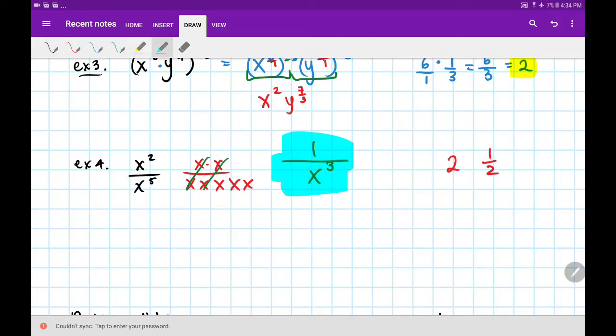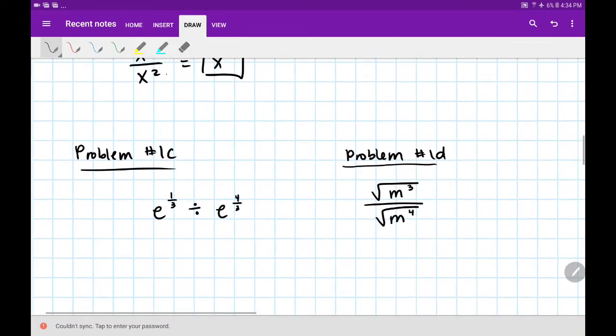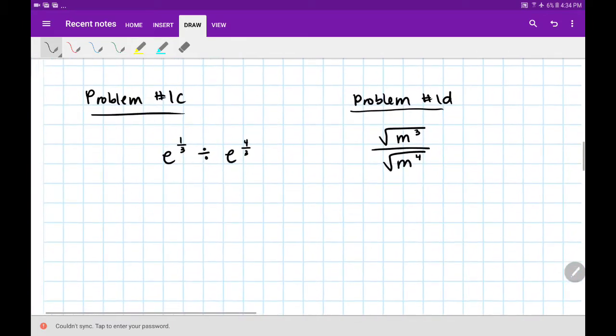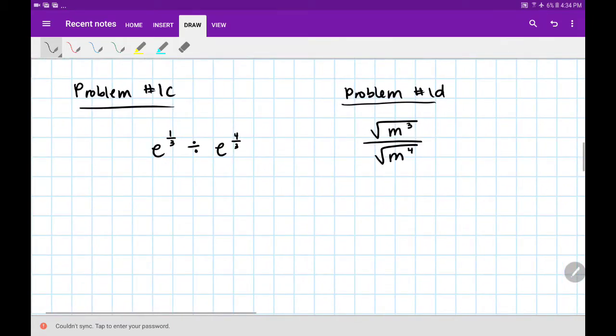Here's the correct answer. If it was, however, x to the 5th over x squared, now when we do our subtraction, we'll do 5 take away 2. We're left with 3 x's, but they're going to be in the top. So that would be x cubed. Okay, with those base skills, let's jump into the homework.